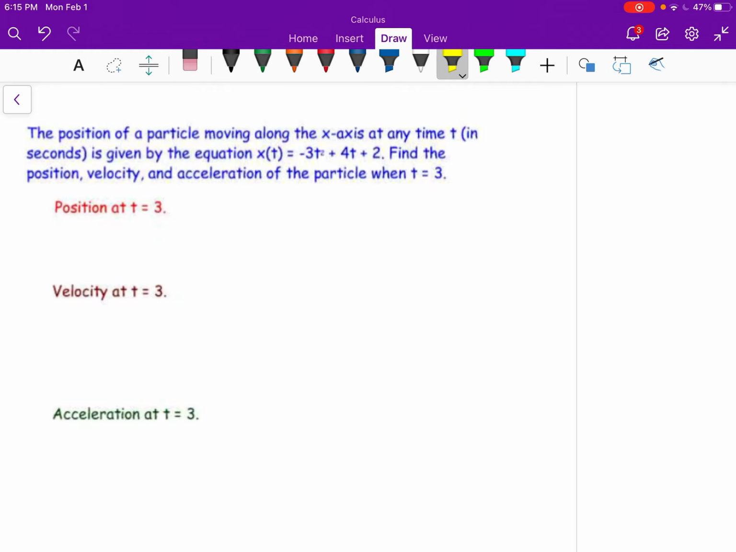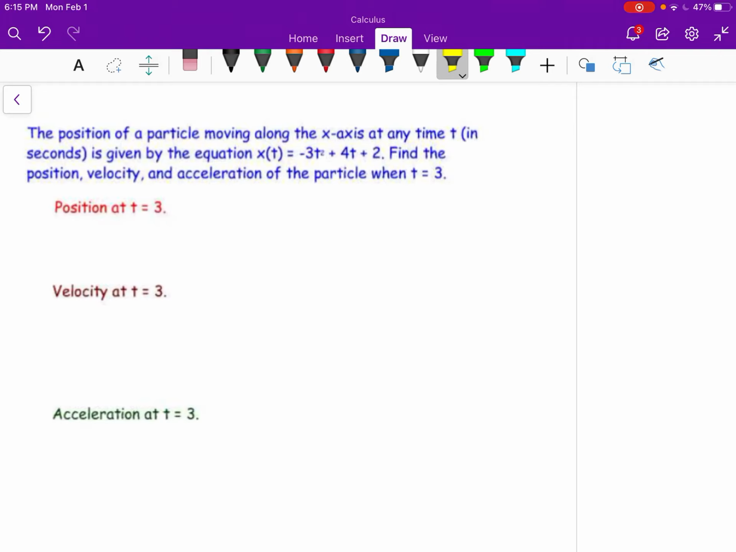The position of a particle moving along the x-axis at any time t in seconds is given by this equation. x of t equals negative 3t squared plus 4t plus 2. Find the position, velocity, and acceleration of the particle when t equals 3.